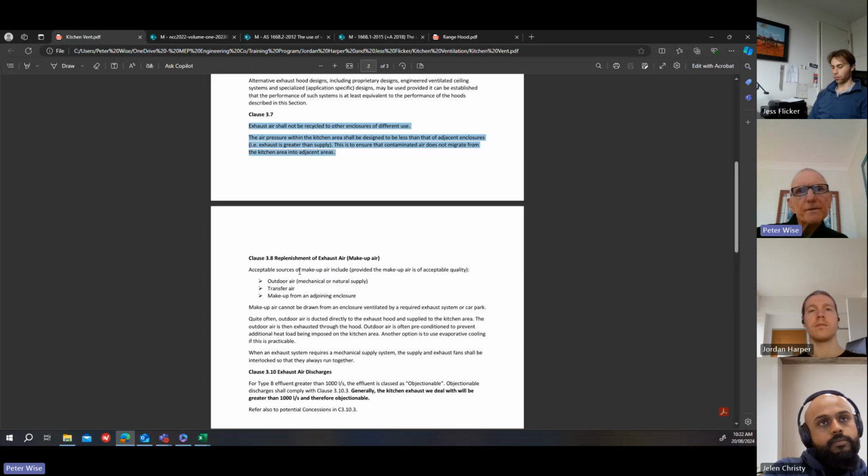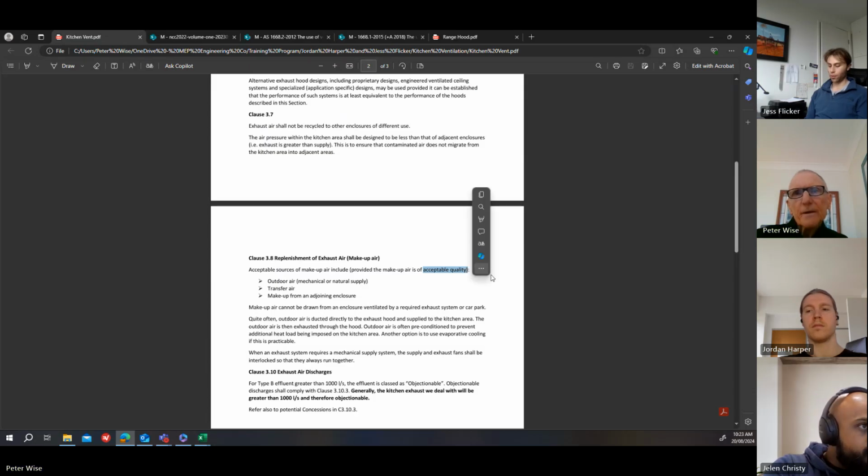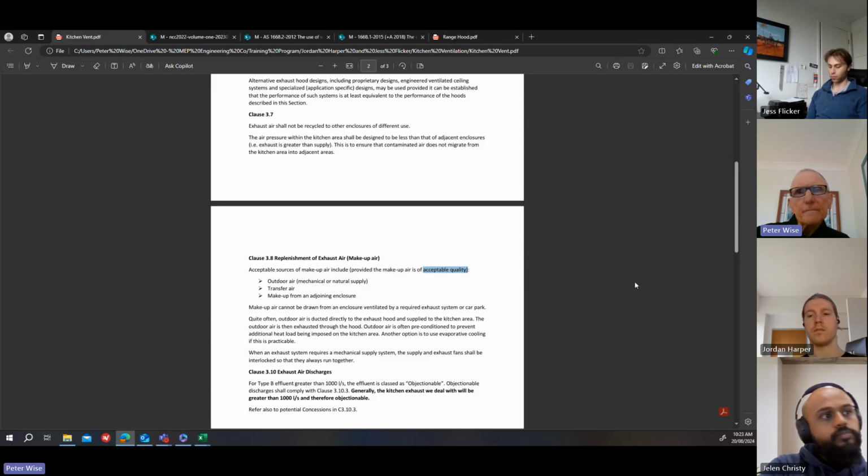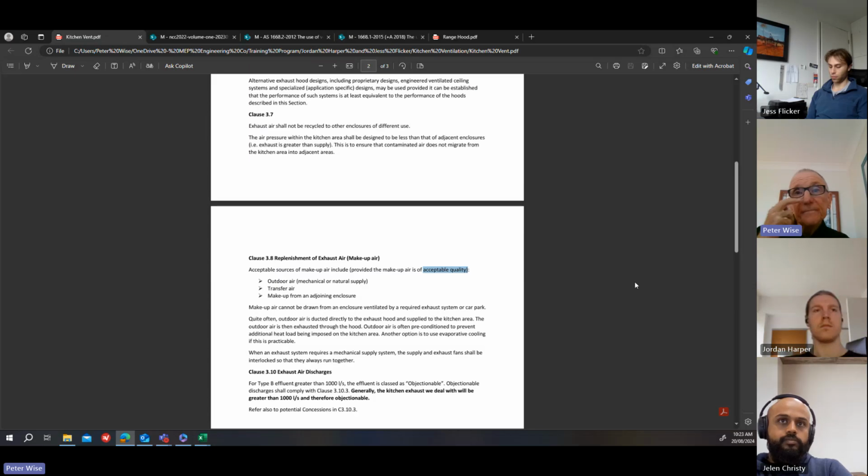The clause 3.8, replenishment of exhaust air. Again, this is the supply air to the kitchen, or the makeup air, has to be of an acceptable quality. Acceptable quality is defined in AS 1668 Part 2. But basically, again, what we're talking about is air that is suitable for the application. So obviously, if you're bringing fresh air into a kitchen, it needs to be clean.